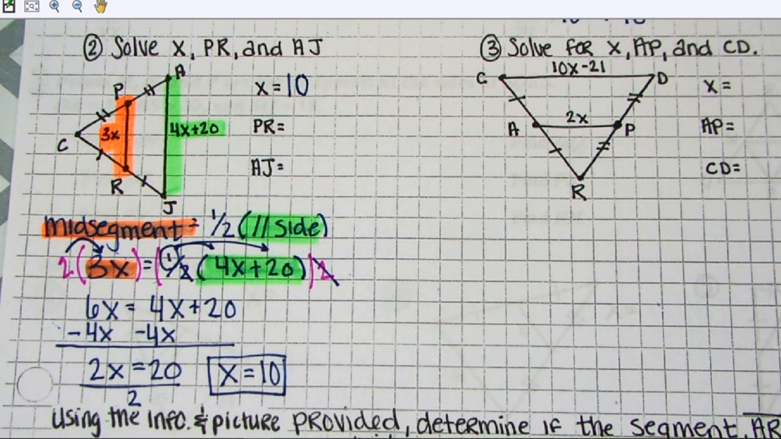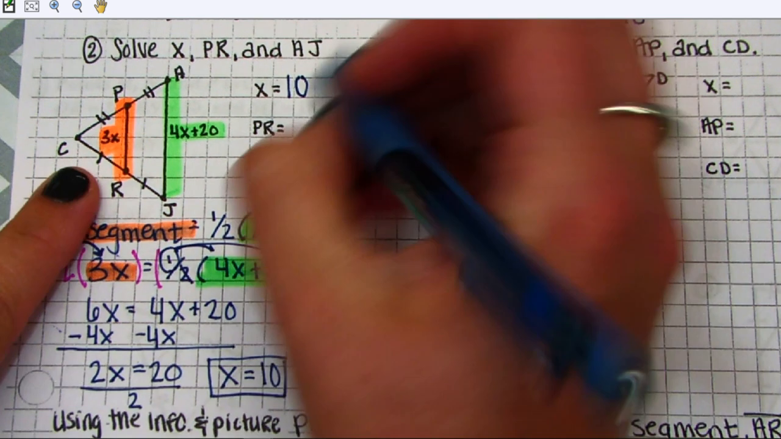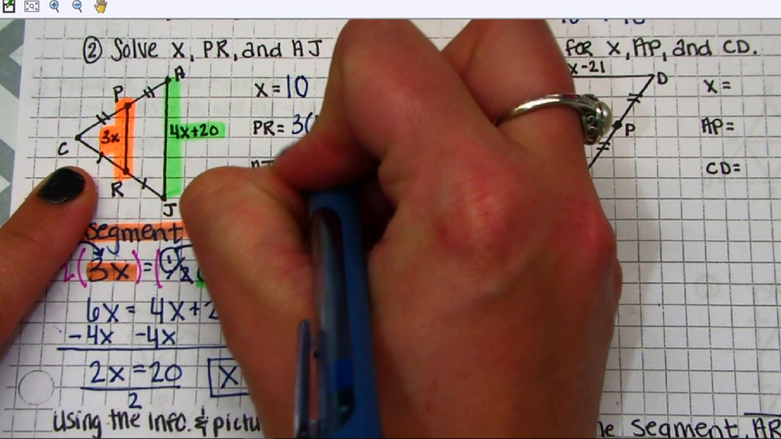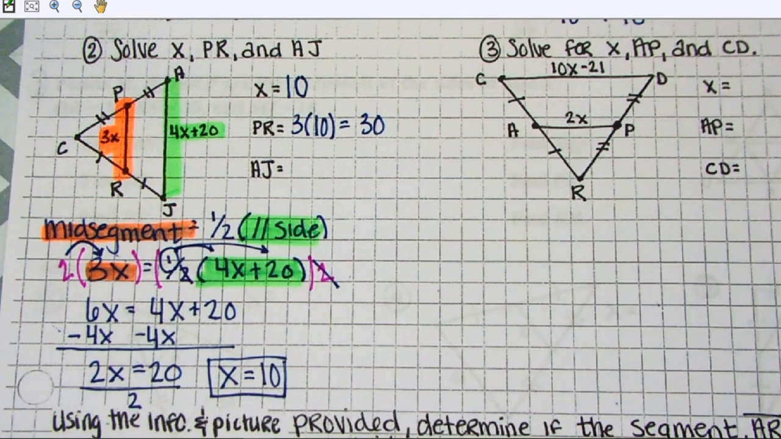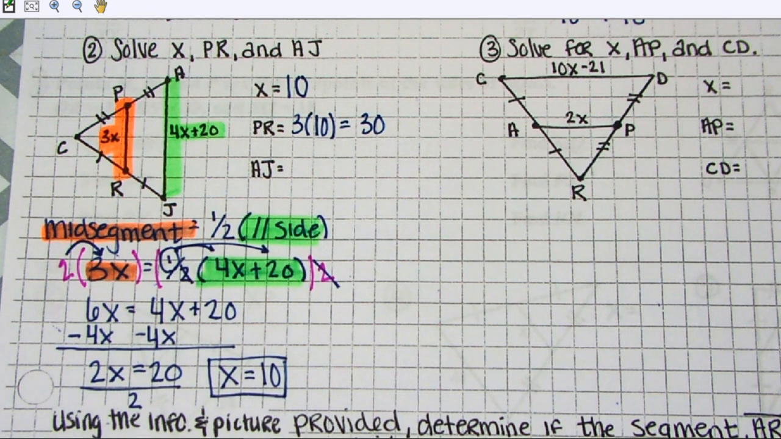Are we finished? No. How do we solve for the measurement of PR? We've got to plug 10 into 3x. Remember, when it wants to know what PR equals, it wants a distance you can find on a ruler. I can't find 3x on a ruler. So whenever it says PR, we're not putting 3x. We're taking x and subbing it in. So this is 3 times 10, or 30. Remember, anytime you are finishing a problem by substitution, you have to simplify it. So 3x isn't our answer, 30 is. That's why we use 10.